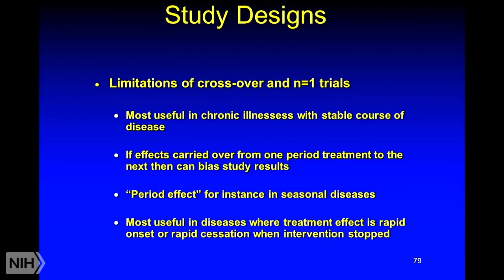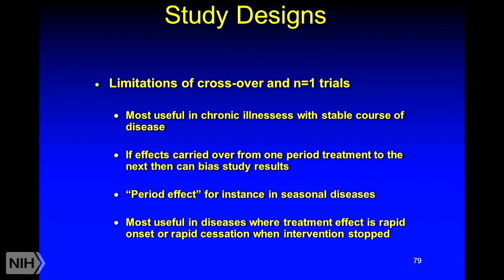So if you tried to do this in pneumonia, this isn't going to work, right? With pneumonia, you get sick, you're ill, and you either get better or you don't in the space of a couple of weeks to a month. So you can't cross over to some other drug. You're going to be better, or you're not, in that short period of time. Some diseases are also worse in certain times of the year. So there are these things called period effects, which can affect these kinds of crossover trials as well.